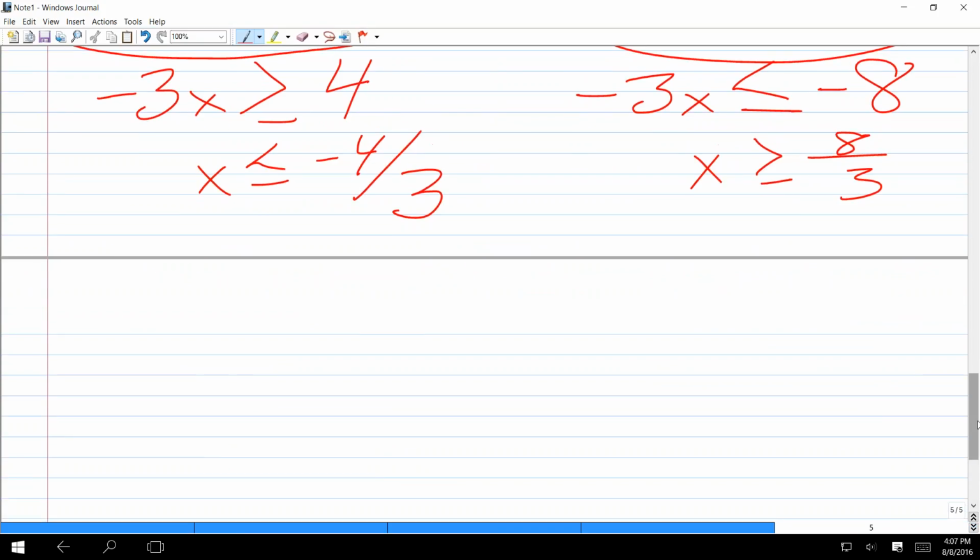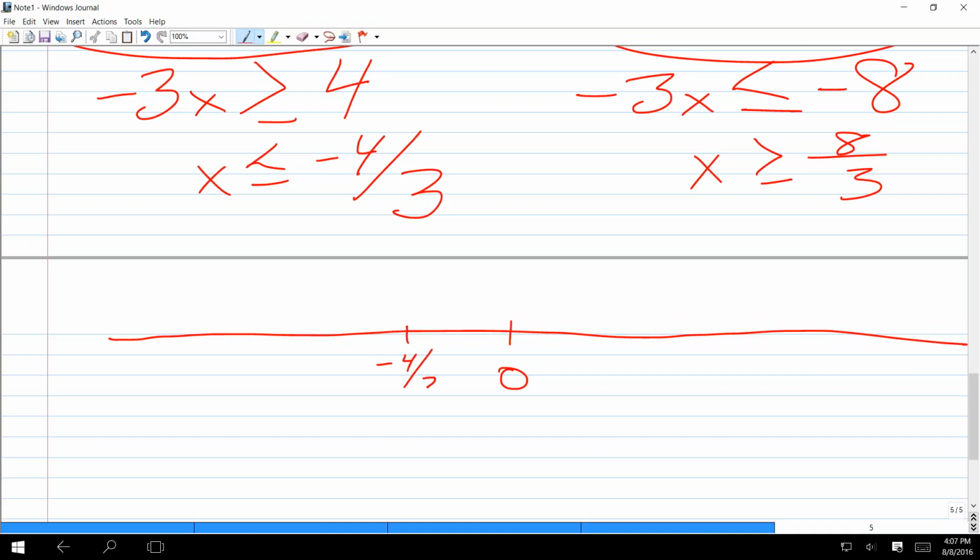Now, let's graph that. When you graph these one variable inequalities, you don't graph them on an XY plane. You graph them on a number line. Okay, so let me find my two key points. That one I'll call negative 4/3. And this one I'll call 8/3. So where does my graph go here? Solid dot above each of the points and the connecting line between them.